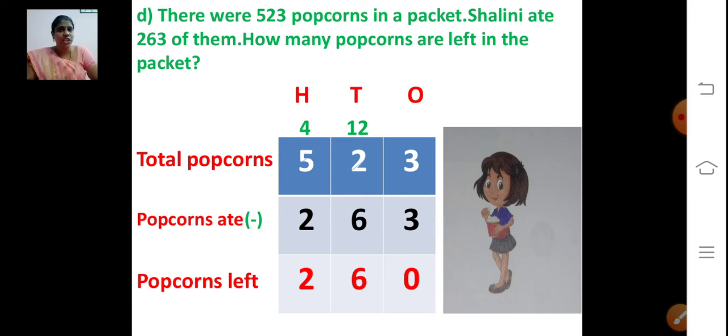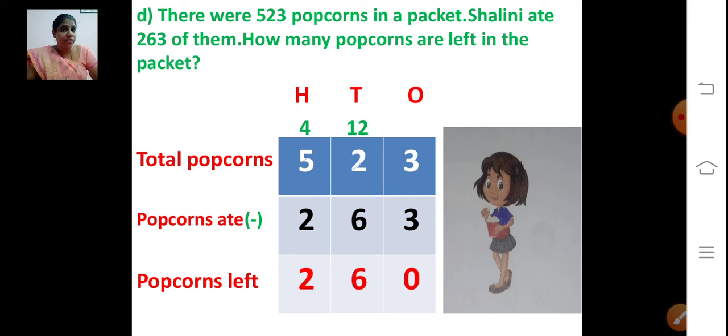So what are we going to find out in this? How many popcorns are left, that we are going to find out, right? Now what is the information that is given? Total popcorns in the packet: 523. In that, Shalini ate 263. Now what are we going to find out? How many popcorns are left?